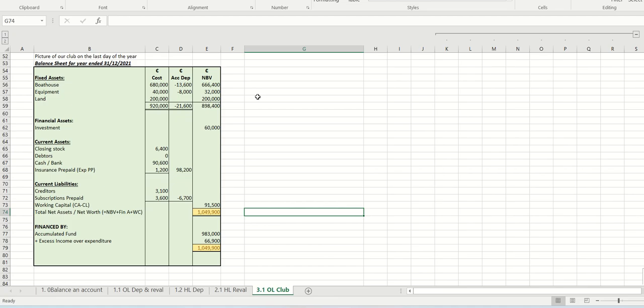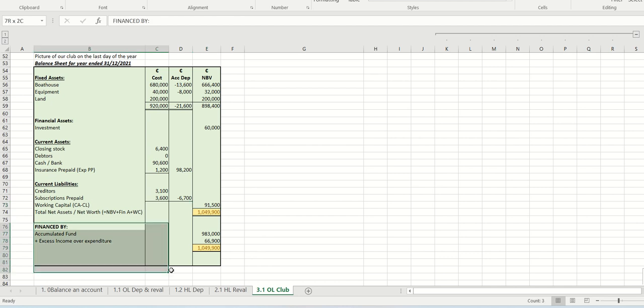So if we look at this club, they've got a total net worth of 104,900, and it's mainly made up of their boathouse, equipment and land. That's the most of it, nearly 900 of it. They also have 60,000 of investments. And then we have a working capital number, which is the day-to-day money coming in and money coming out of the club, of 91,000. So the main net worth of the club is its fixed assets, then financial assets, then we've got the working capital. That is where the money that was used to finance this club has been spent.